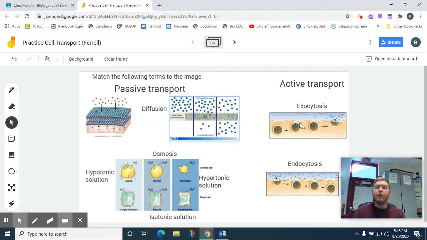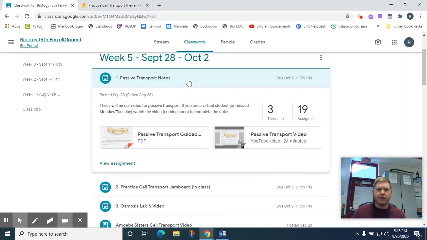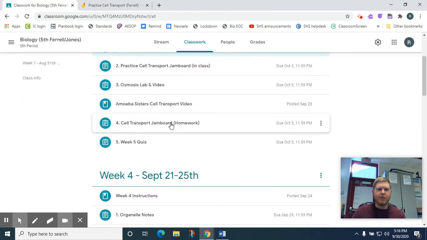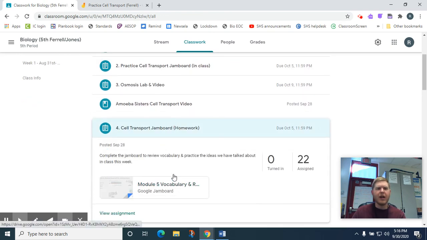And what we'll do is you're going to have another Jamboard. If you look down to number 4, this is the Jamboard for homework. You're going to have some things that are similar. They're not exactly the same problems or the same pictures, but there's something that's similar. So good luck. If you have problems, let me know and we will help you out.